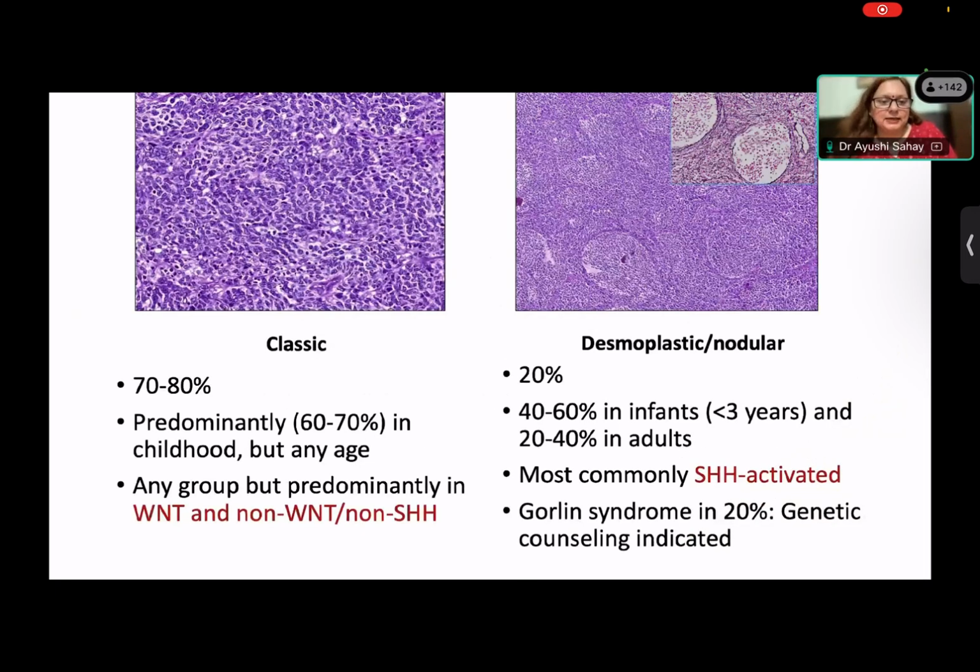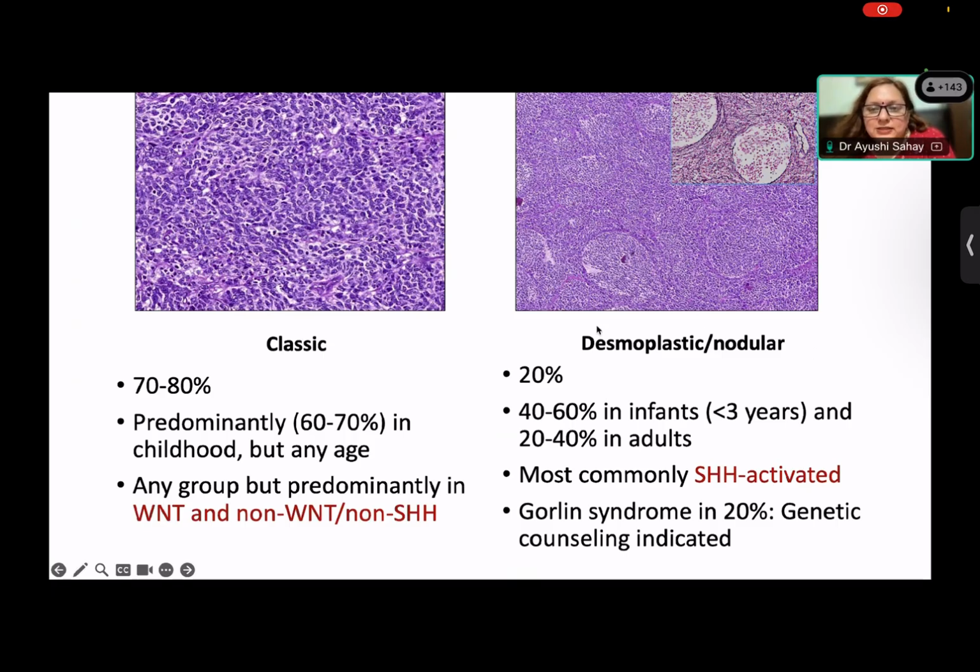So, for example, the classic type, which is seen in the predominant types of most medulloblastoma, where you just have diffuse sheets of uniform round cells. You might have one or two scattered nodules here and there, but by and large, that is not a desmoplastic nodular. You just have diffuse sheets of round cells, and though they are all small round cells, they do not have marked pleomorphism or large vesicular nuclei. This classic histology can be seen in any subgroup, but predominantly in the non-SHH groups, that is the Wnt and the non-Wnt non-SHH.